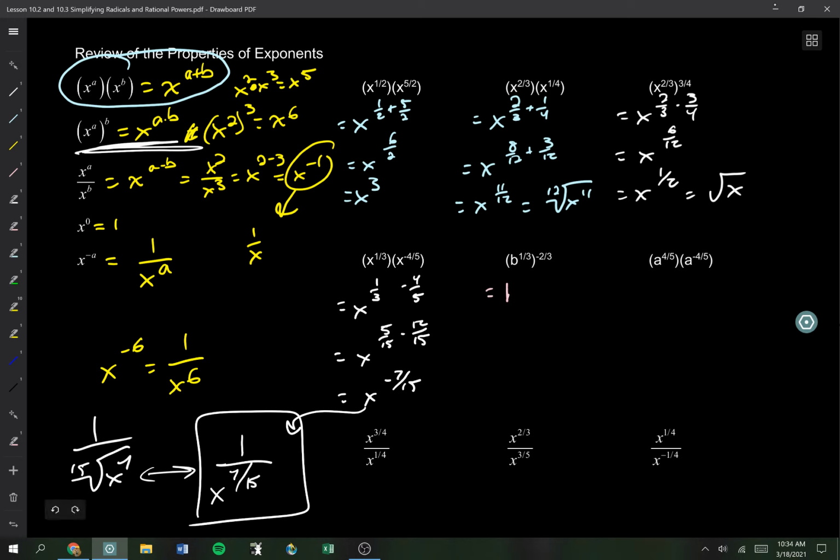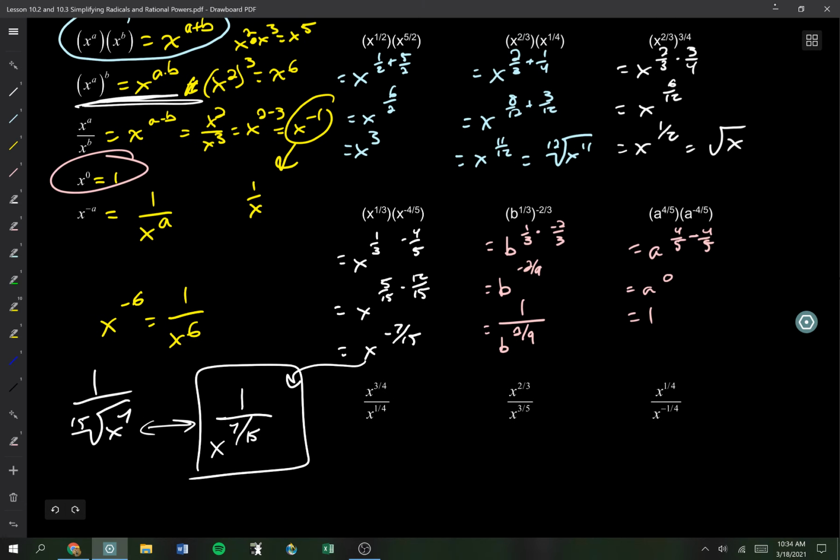Here the powers multiply. 1/3 times negative 2/3 becomes negative 2/9. So negative 2/9 would be 1 over b to the 2/9. A negative power just flips a fraction. Here the powers add. 4/5 minus 4/5 is just 0, and a to the 0 is 1. Anything to the 0 power is 1. So we're getting the idea here.